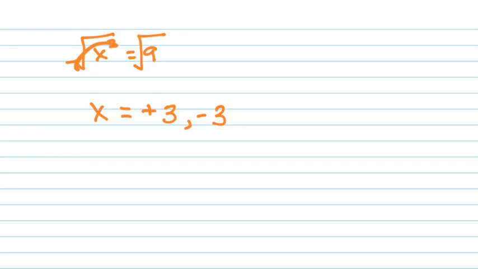Now, guys, let me show you why. If you square a positive 3, what do you get? 9. If you square a negative 3, what do you get? Negative times a negative is a positive. So both of those give you 9, don't they? So that means there are two numbers that would multiply times themselves to give you a 9. And that's why there are two roots.